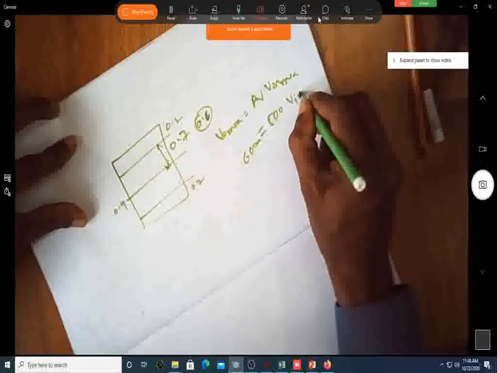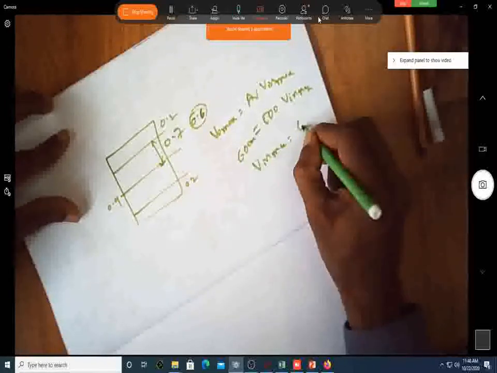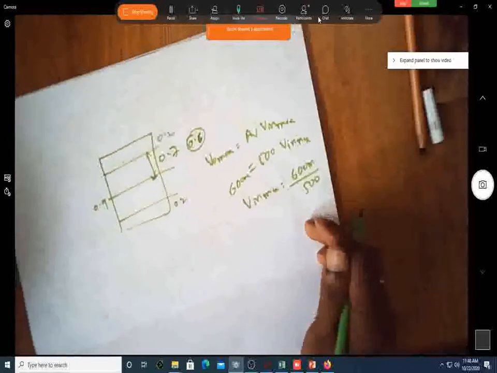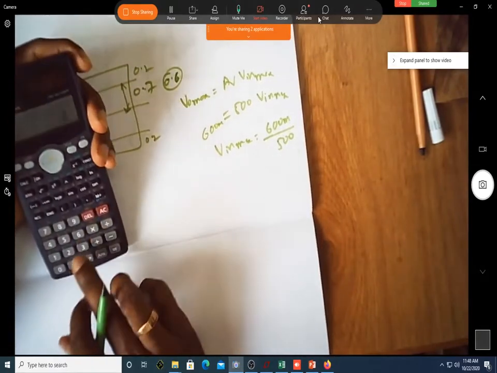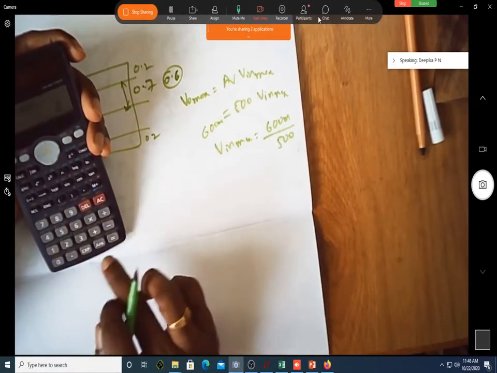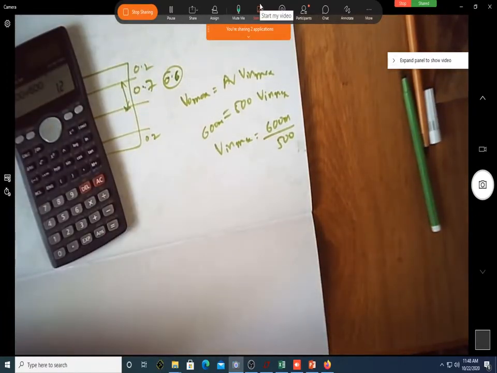Can I find Vin max? So my Vin max is equal to 600 milli by 500. How much is 600 milli by 500? It is 1.2 milli. I can apply a maximum of 1.2 millivolts. So if I apply 1 millivolt, it should not be any issue.